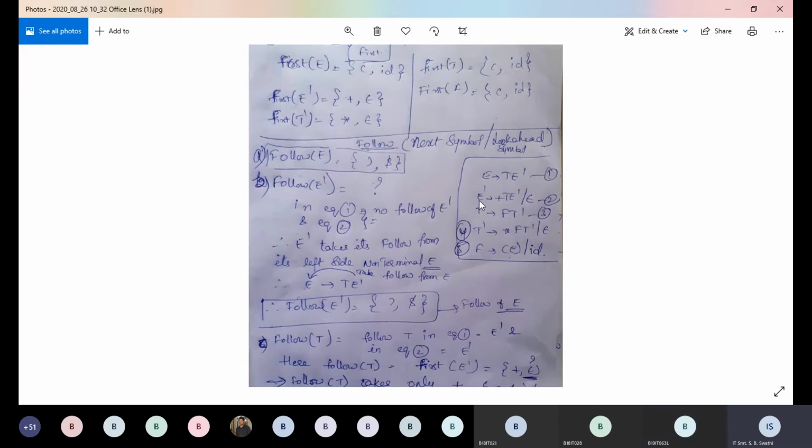Now E dash also we have done. Then the next one is T. Now again we have to compute follow of T. For that we have to check in which equations T is present. Check these equations. In the first equation T is present. In the second also it is present. The remaining ones contain T dash, which is not T. So we have to compute follow of T using the first and second equations.